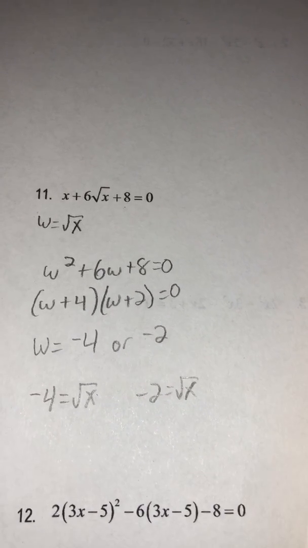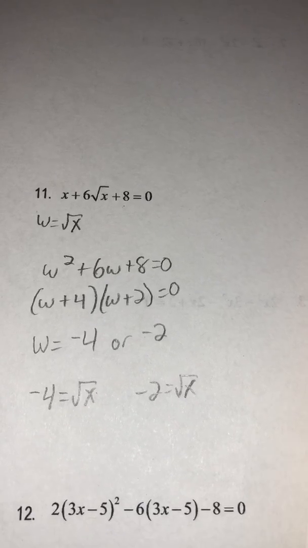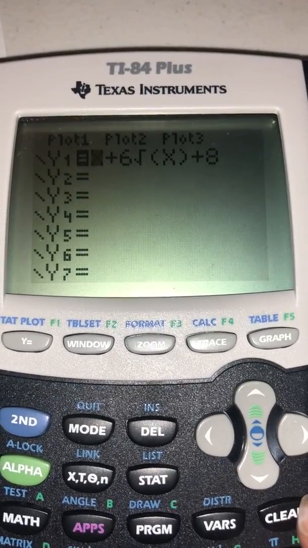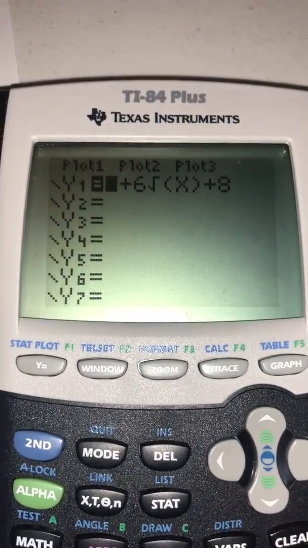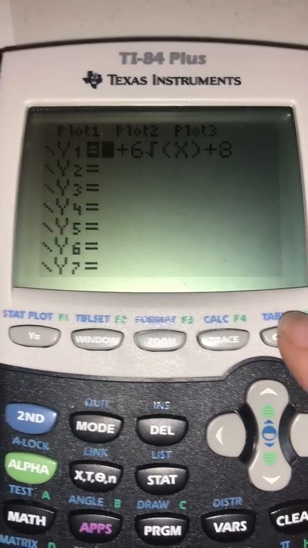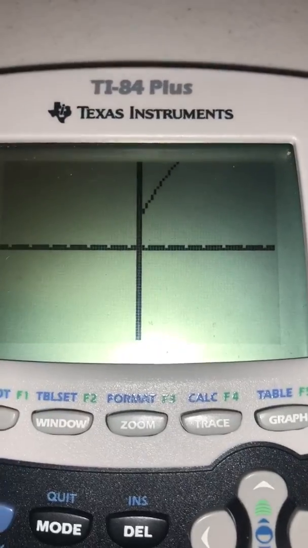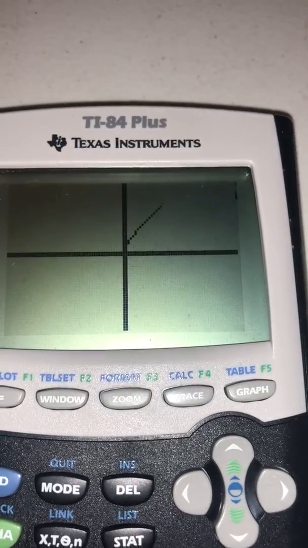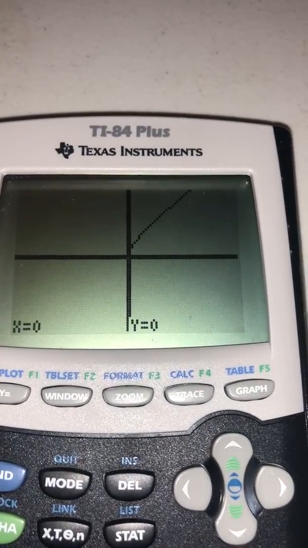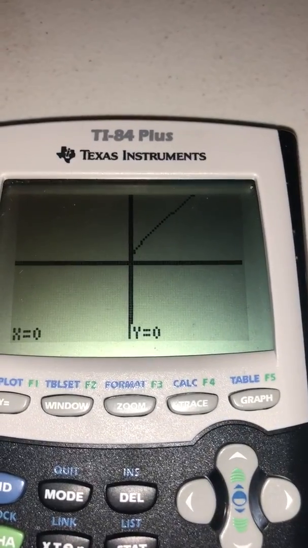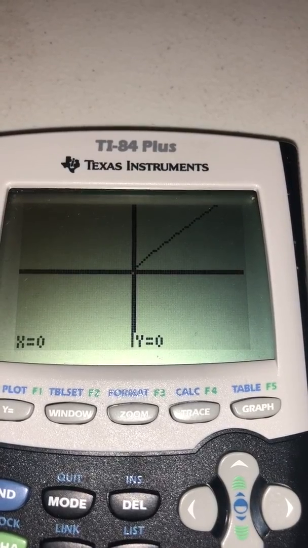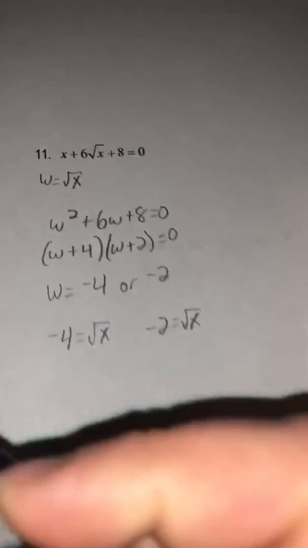Okay, so let's see. Oh, good. It shows up pretty nicely. So there it is in my calculator. And then let's see where this thing crosses the x-axis. My prediction is that it never does because I got no solution there. So if I hit graph, you'll see, and you can zoom out a little bit. Yeah, this thing does not cross the x-axis, so it makes sense that I got no solution there. Cool. Okay. So no solution on that one.